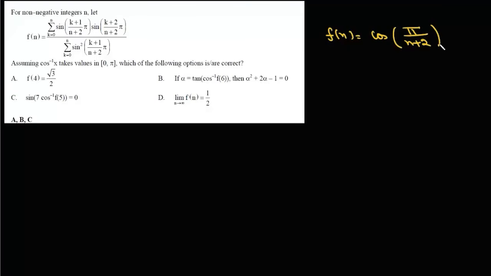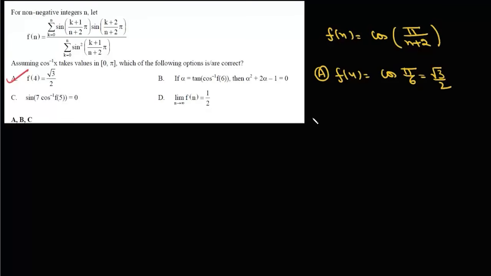Now we need to find which of the following options is correct. First is option A. For option A, we need to find f4. Now f4 is cos(π/6), and cos(π/6) is √3/2. That means this option A is correct.